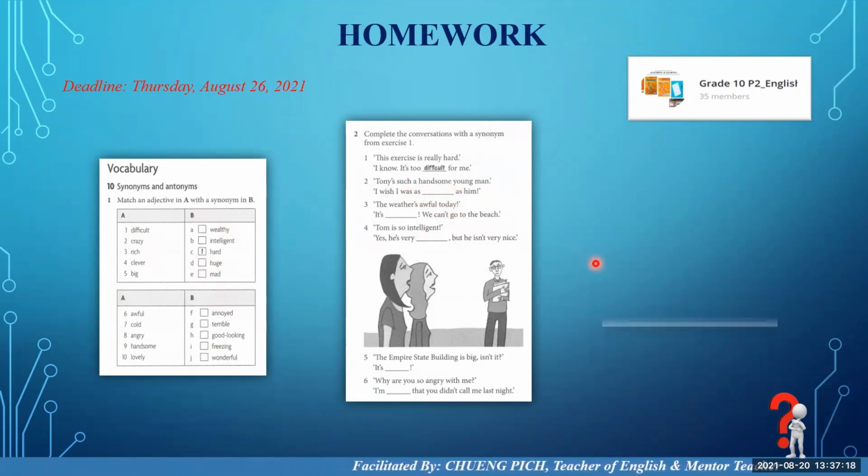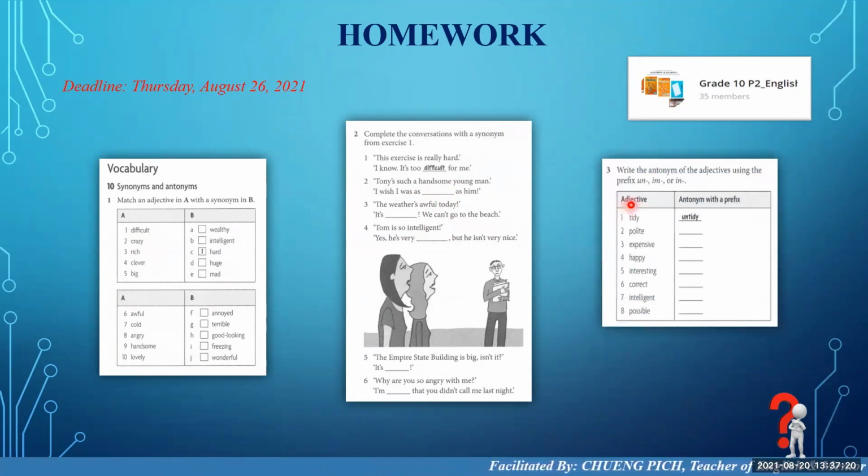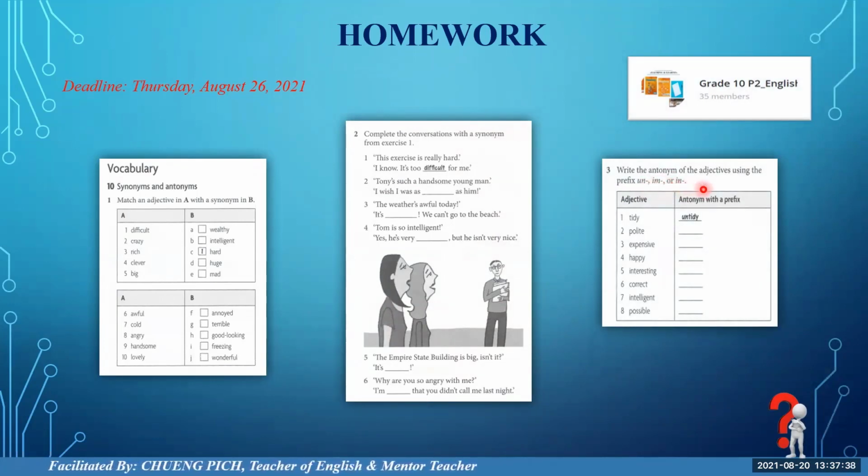Another one is: write the antonym of the adjective using the prefix un, im, or in. So we have 3 prefixes, un, im, and in here. So for example here, tidy, so say untidy. What about polite? Do we use unpolite, impolite, or inpolite? So this is the way that we can do it, right?